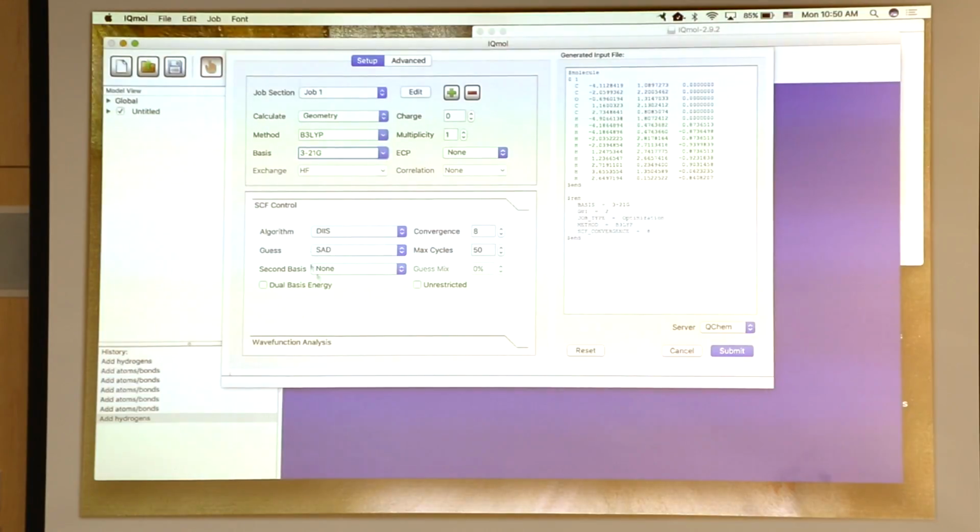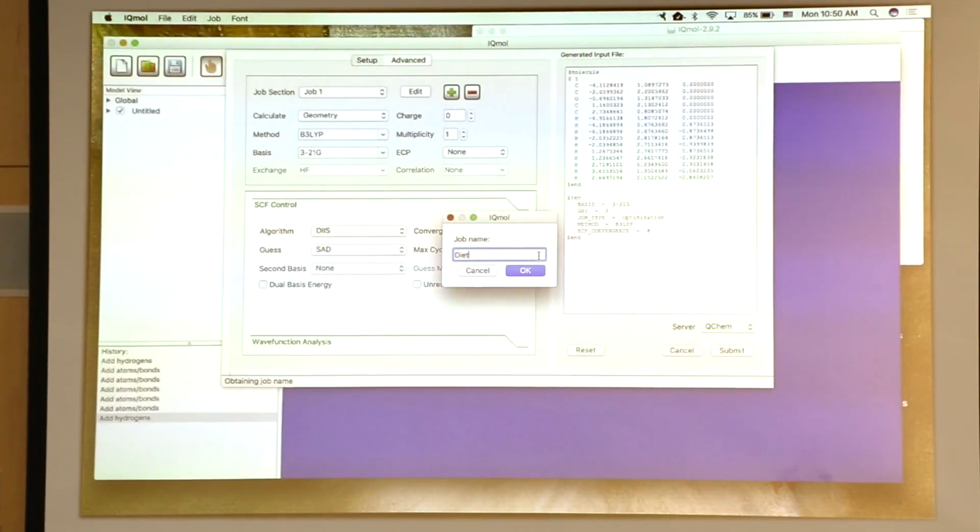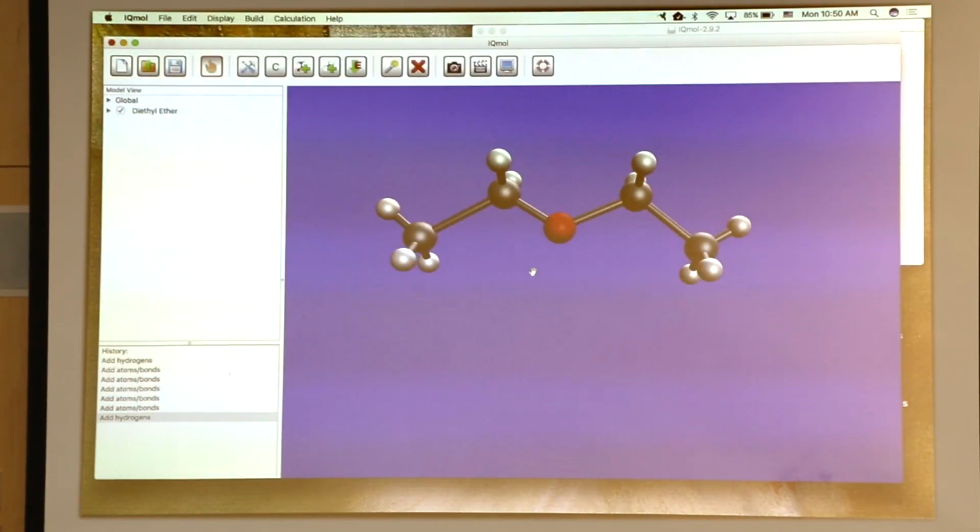And then there's various things about convergence control that you probably won't need to worry about. And then there's advanced things that you also probably won't need to worry about. So now, if I'm happy with that, I can submit my job. And I will call this diethyl ether and hit OK.